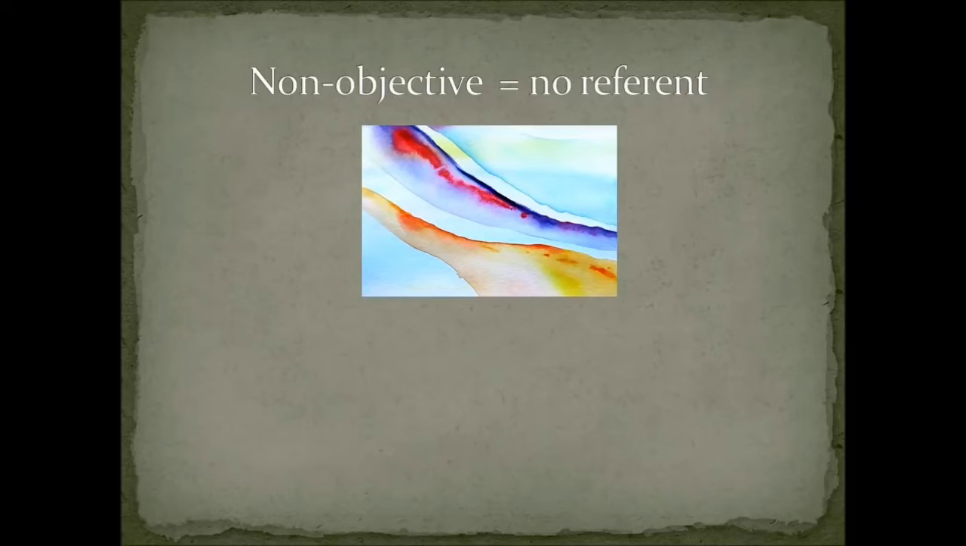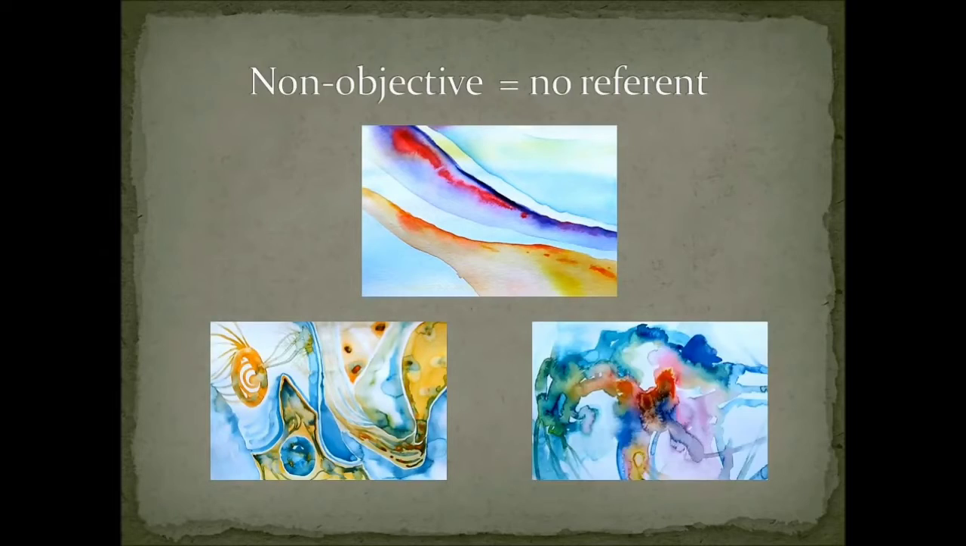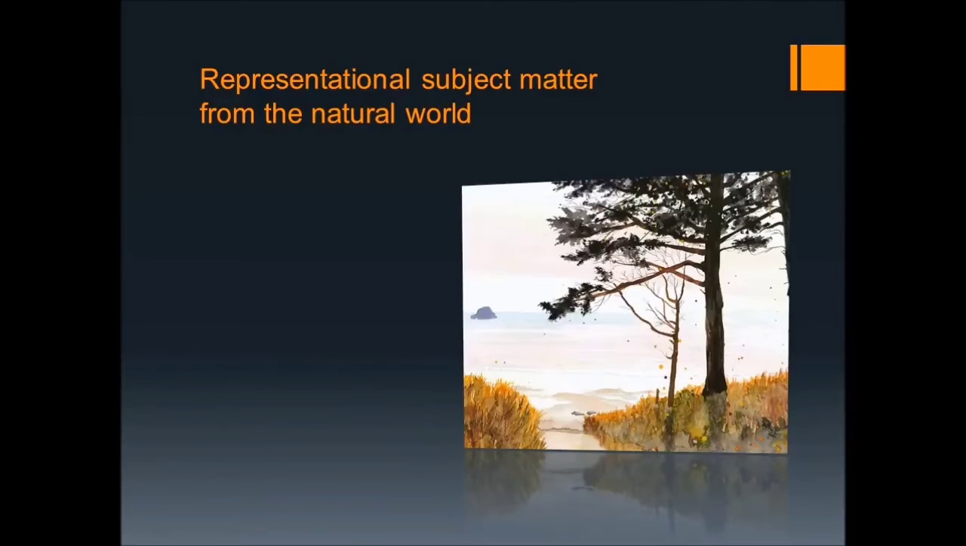Sometimes an artist wants to work with the elements and principles of design, such as line, color, texture, and shape, for their own sake, without using a referent. You might look at a non-objective work and see something real in it, but that may not be the artist's intention. Sometimes the term non-representational is also used to describe work that does not use a referent. Non-objective art gives a lot of freedom to the viewer to create their own interpretation of the artwork.